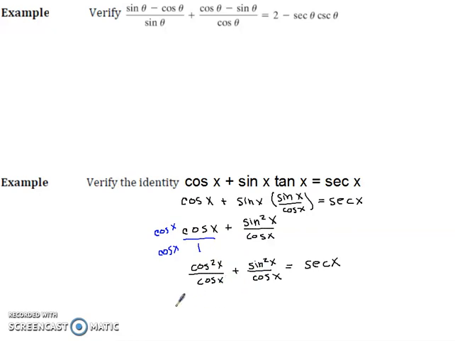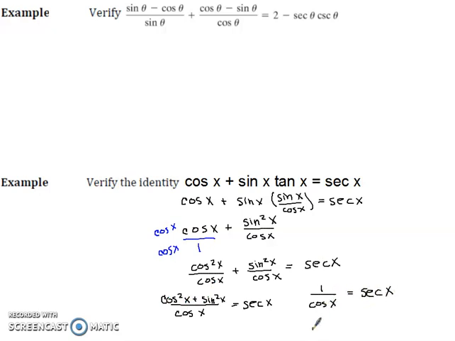So now that I have that common denominator, I can go ahead and write this as a denominator of cosine of x, and then I have a numerator of cosine squared plus sine squared, which we know is equal to 1 by the Pythagorean identity. So this left-hand side is actually 1 over cosine of x, again because cosine squared plus sine squared is 1, and I want to show that that's equal to secant of x.